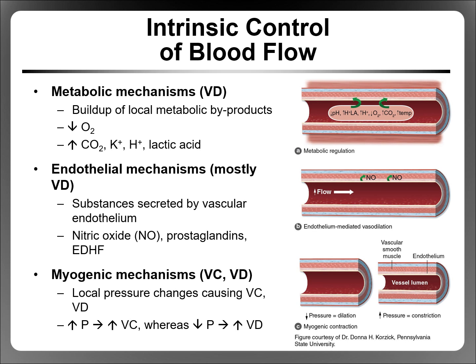So our metabolic mechanism is going to be the buildup of local metabolic products, as well as the decrease in oxygen concentration and an increase in carbon dioxide, potassium ions, hydrogen ions, and lactic acid. So this means when we have a buildup of metabolic wastes, I need to create vasodilation to clear those out more efficiently. Our next one is going to be endothelial.